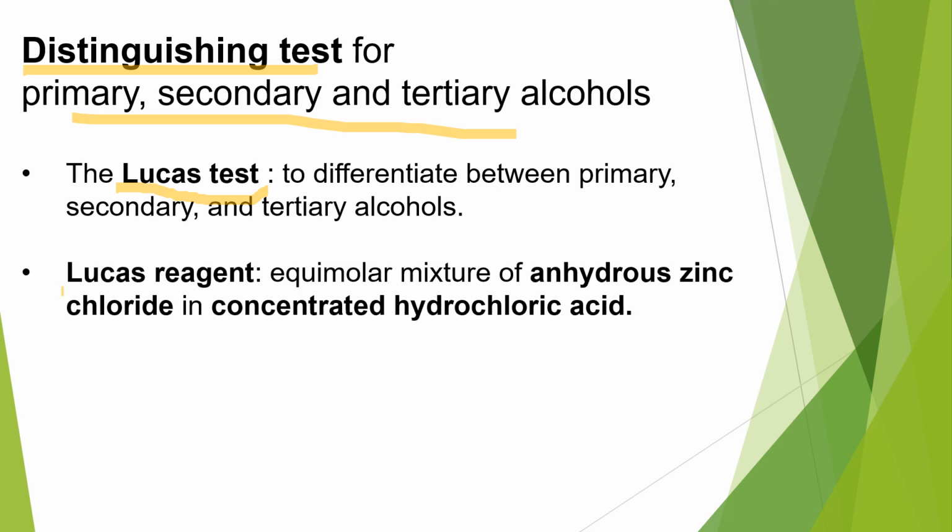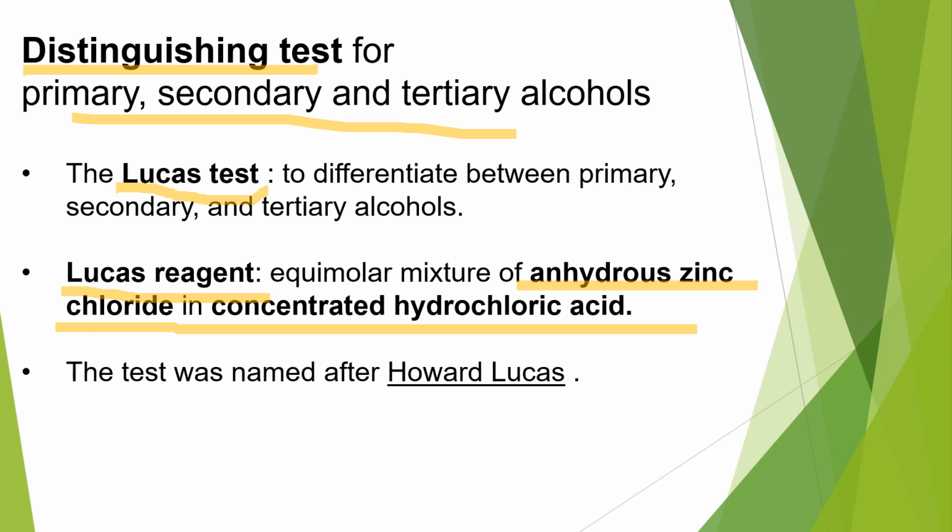by using Lucas reagent. So the reagent used in this test is called Lucas reagent, which is nothing but an equimolar mixture of anhydrous zinc chloride in concentrated hydrochloric acid. So what is Lucas reagent? Lucas reagent is an equimolar mixture of anhydrous zinc chloride present in concentrated hydrochloric acid. Okay. Now this test was named after Howard Lucas. Fine. So now let's know the test.